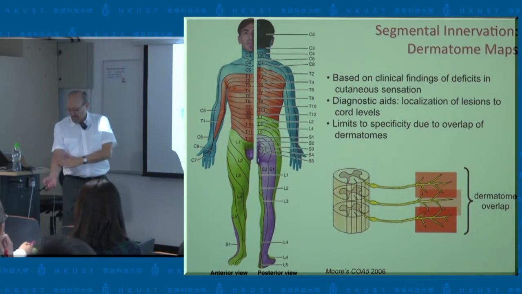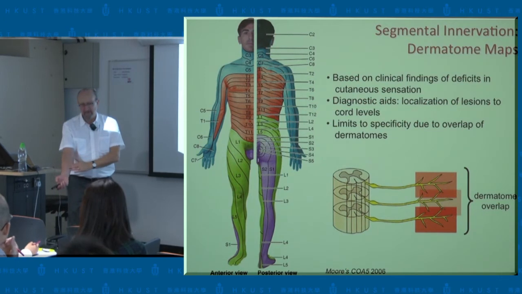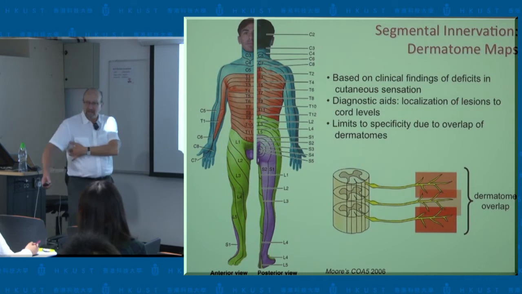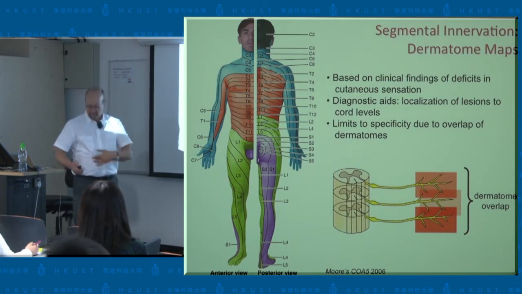So if I can feel something here, right, I can tell you when I'm rubbing this exactly where in my spinal column that information is being sent, right? And if it's here, I can tell you exactly where.